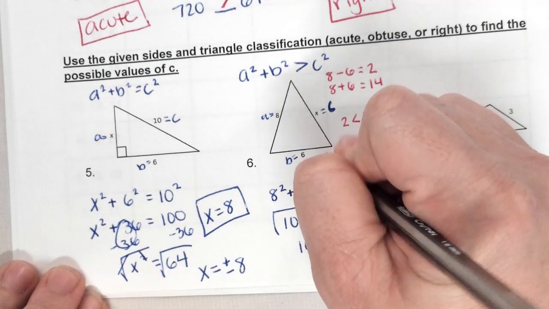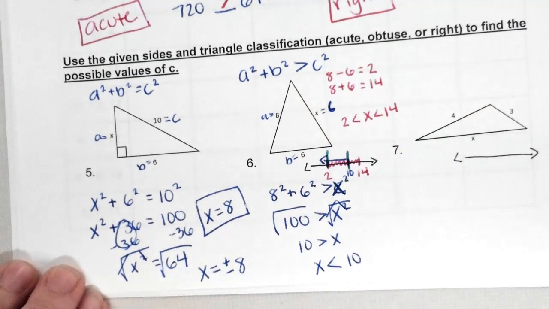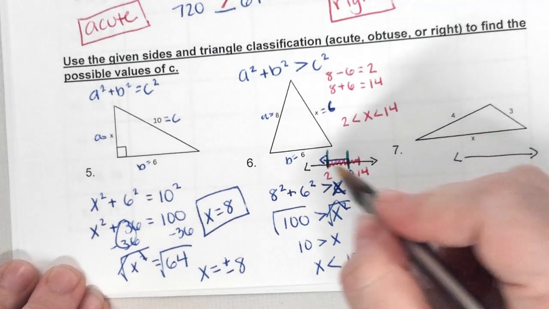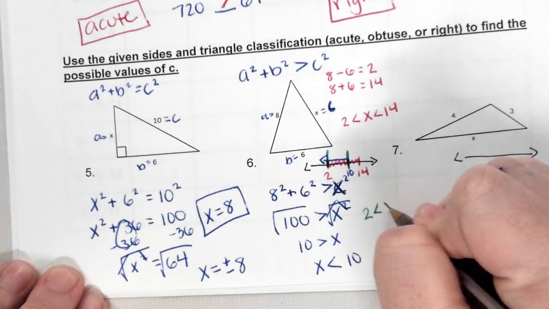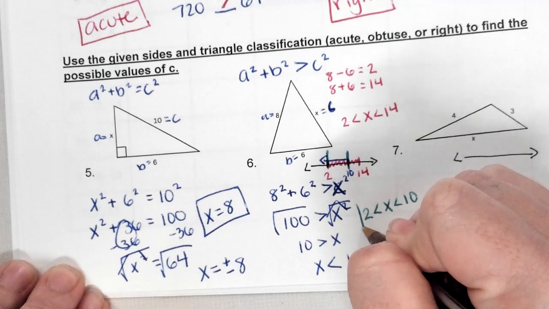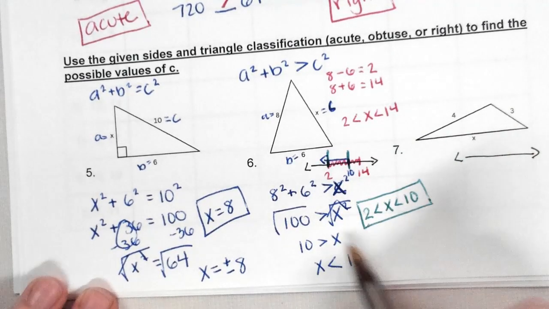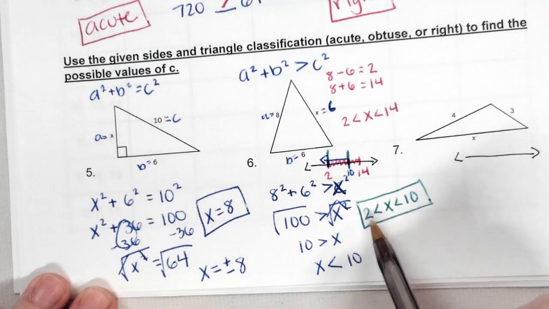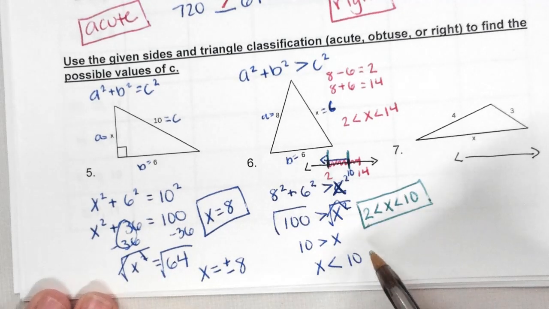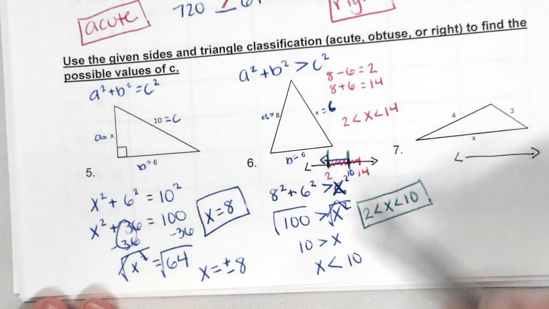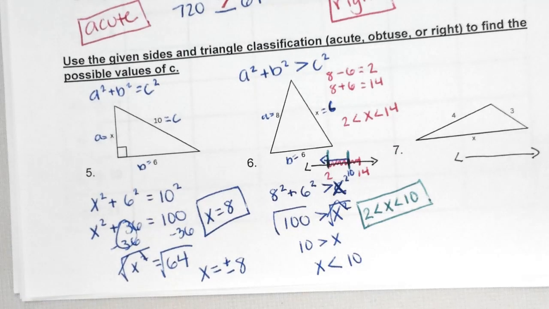Does it work between 2 and 10? It has both? Yeah. So my final answer is between 2 and 10, because x is less than 10, which is what we got, but x cannot be smaller than 2. It can't be 2 either. So you have to take both of those into consideration. Any questions with that? Okay, so let's look at another one.